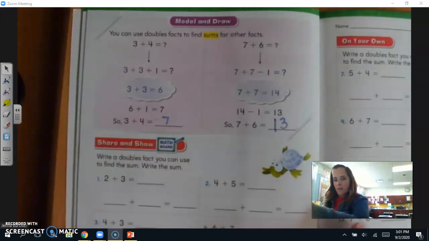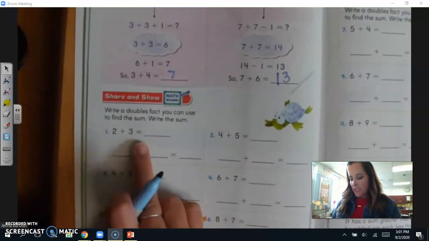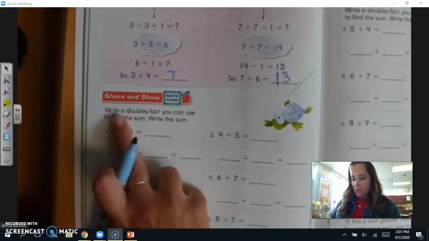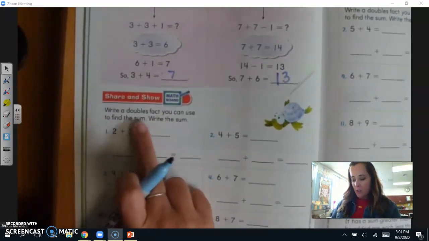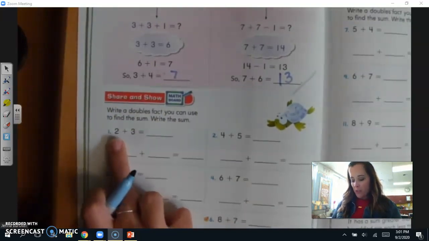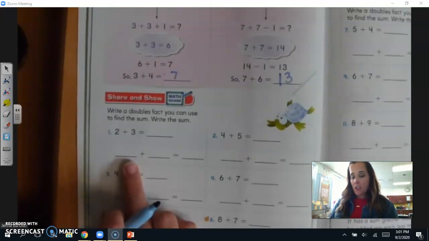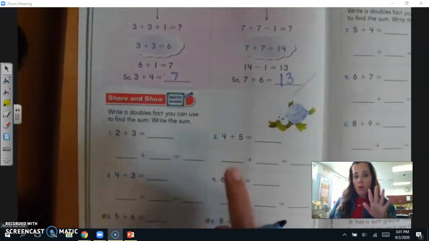Okay, let's try it. Come down here to number 1. It's 2 plus 3 equals blank. So we're supposed to write a doubles fact you can use to find the sum, and then write the sum. So all we have here is 2 plus 3. What doubles fact could we use to help with that?